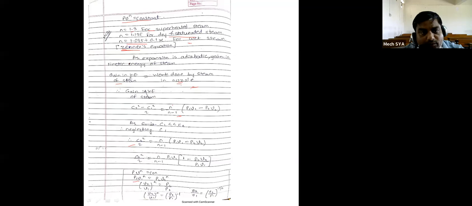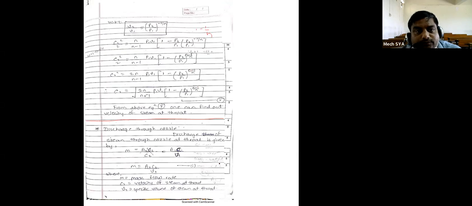Now V2 upon V1, our law is PV raised to n is equal to constant. Therefore P1 into V1 raised to n is equal to P2 into V2 raised to n, and therefore V2 upon V1 raised to n is equal to P1 upon P2, that is P2 upon P1 raised to minus 1. Therefore V2 upon V1 is equal to P2 upon P1 raised to minus 1 upon n.